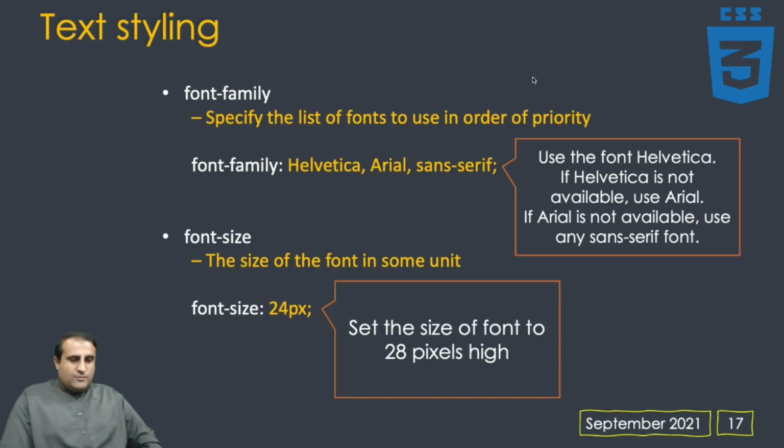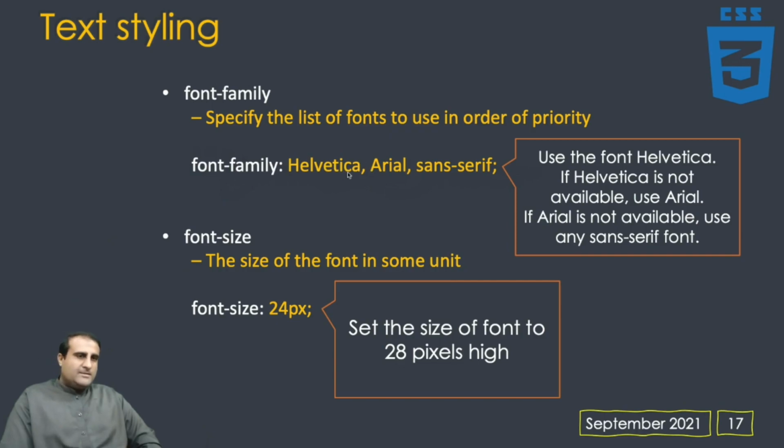Now we can move to the font properties. So first we have the font family property. So this can be used to specify the fonts for the text. So for example, we have font family as a property, and then we have the value, which is actually a comma separated list of fonts. So in this particular example, we have Helvetica as the value, comma Arial, comma serif.